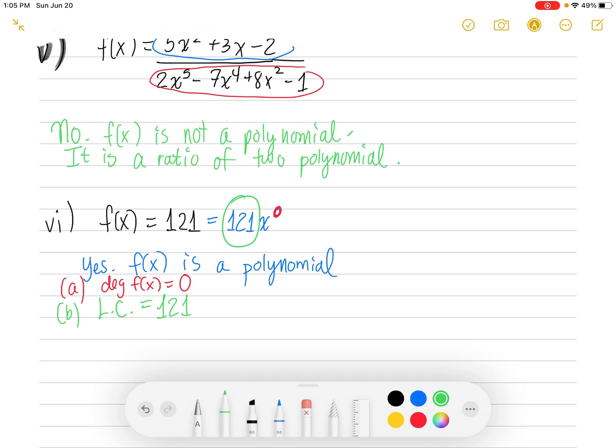Okay, so that's just an introduction to polynomials. How do you know whether something or not is a polynomial? We want to identify those two things. That's going to be important later when we're analyzing polynomials graphs. We want to know the degree and their leading coefficient.